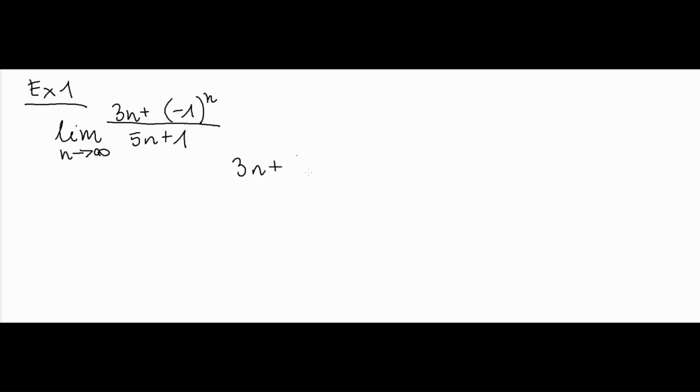Now that we know what the definition is, I'm going to start with the first exercise. We have the limit of (3n plus minus 1 to the power of n) divided by (5n plus 1). And now we can take this sequence and write it again. And now we need to find something that is bigger than it and something that is smaller than it. I'm going to start with the bigger one.